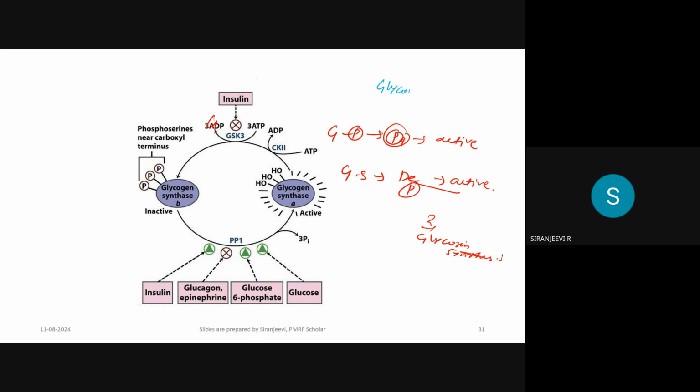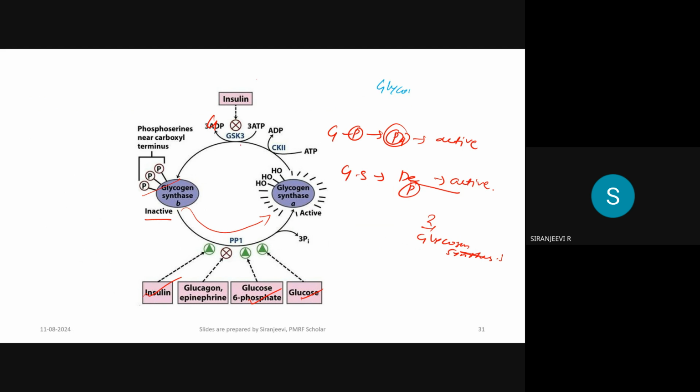So this is mediated by several enzymes. For example, when glycogen synthase is phosphorylated, it's in an inactive form. So the insulin molecule will help, or this phosphatase will remove the phosphate groups from the glycogen synthase. Then it will come back to the glycogen synthase active form. This will be promoted by insulin, glucose 6-phosphate, or free glucose. This is quite the opposite of what we have seen in the last slides.